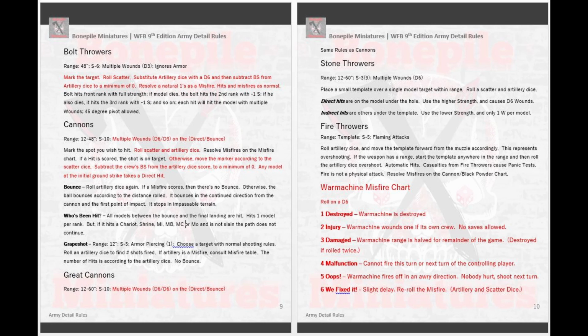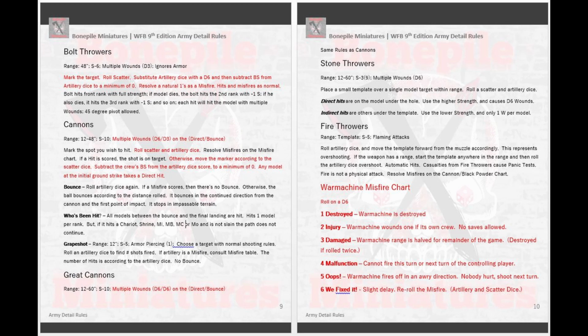And as such, we don't use the normal artillery dice, which can range up to 10 inches. And we think that a 10-inch miss seems unrealistic for the bolt thrower. So we decided to substitute the artillery dice with a D6, which will give the machine a smaller degree of inaccuracy. But then you also subtract the crew's ballistic skill from that roll, down to a minimum of 0. And 0 means that you are dead on target.